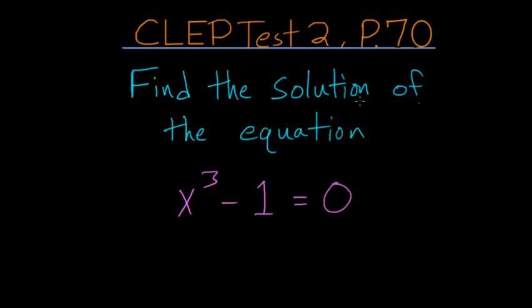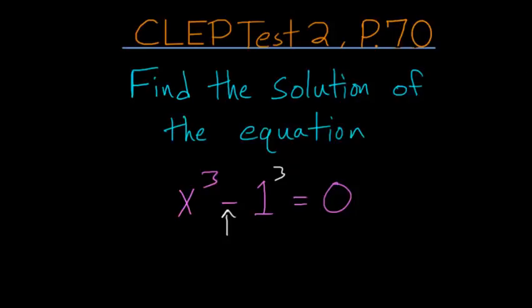Find the solution of the equation x to the third power minus 1 is equal to 0. And what you can notice in this problem is that you actually have a difference of 2 cubes, since 1 is also equal to 1 to the third power.